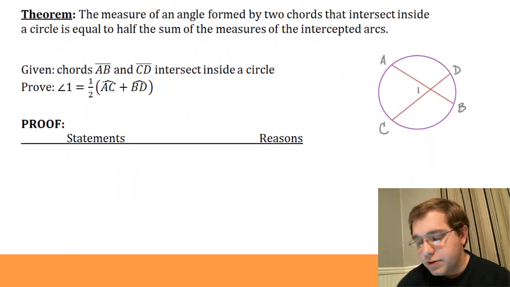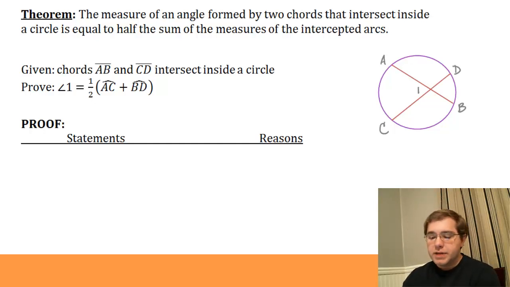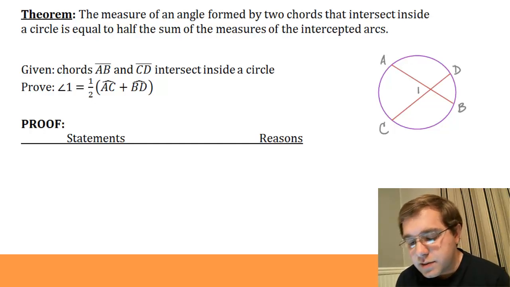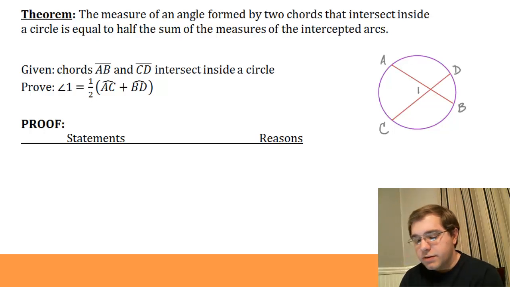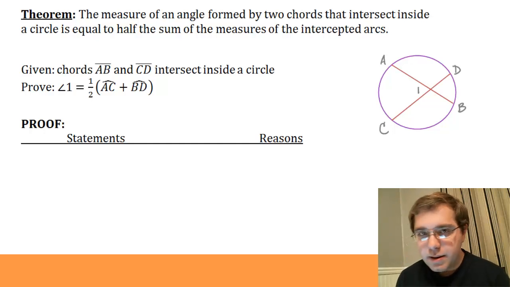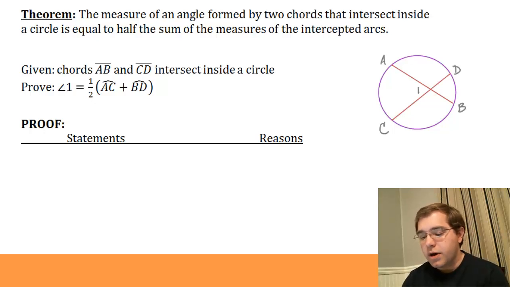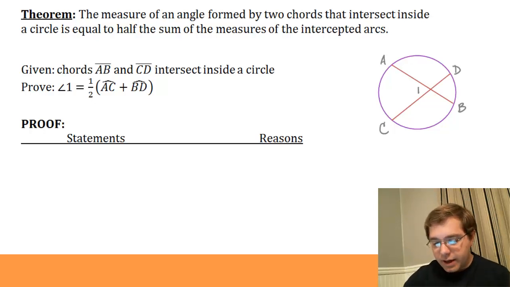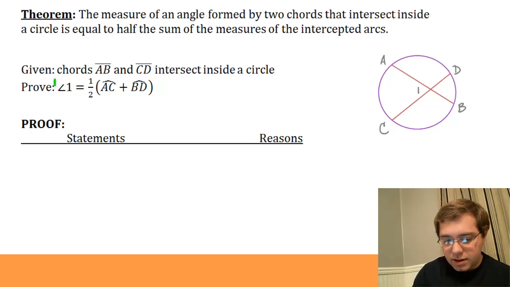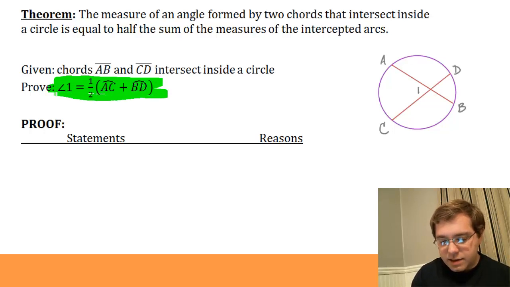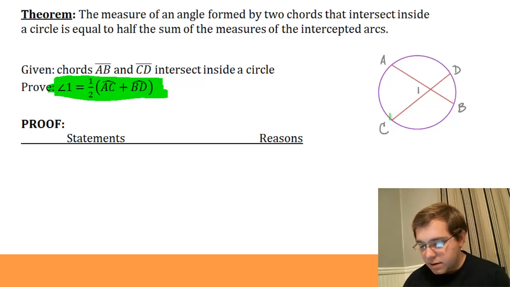The measure of an angle formed by two chords that intersect inside a circle is equal to half the sum of the measures of the intercepted arcs. Half the sum of the measures of the intercepted arcs. So, for example, in the picture I've drawn here, we've got angle 1. Angle 1, according to this theorem, is going to be half of arc AC plus arc BD. Half the sum of the measures of the intercepted arcs, arc AC plus arc BD.